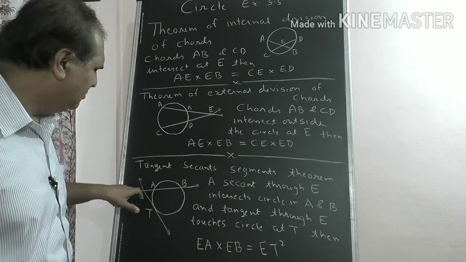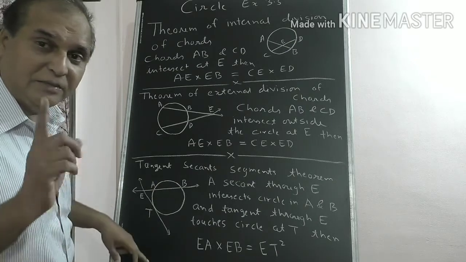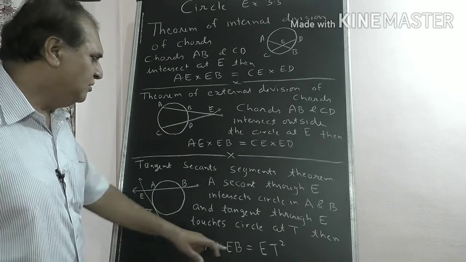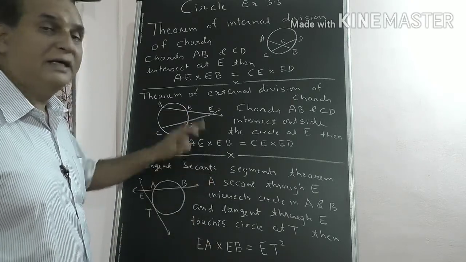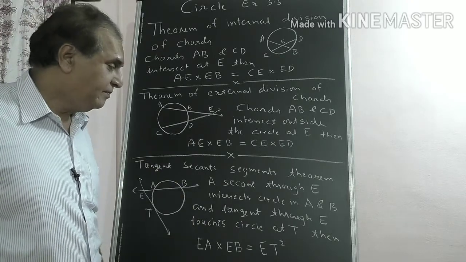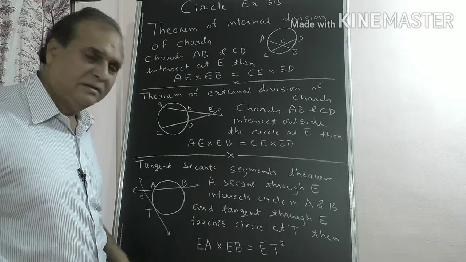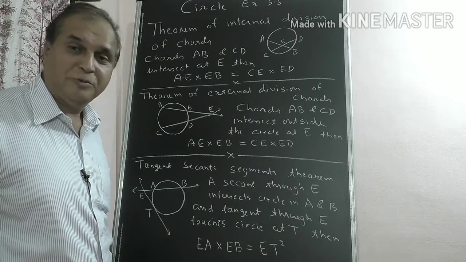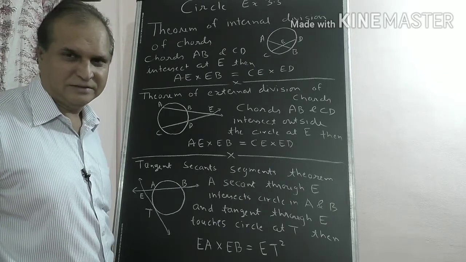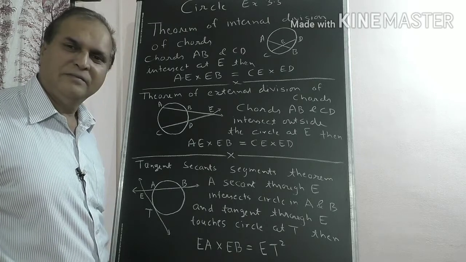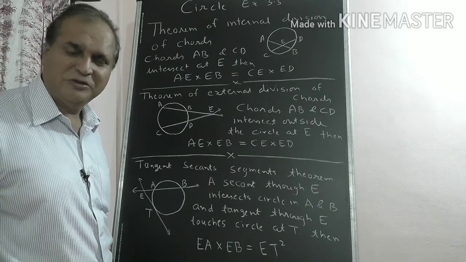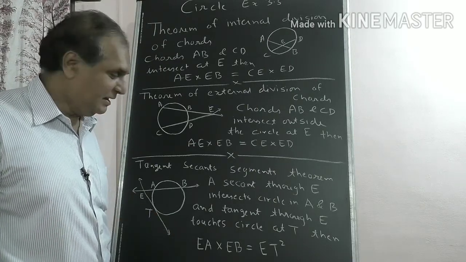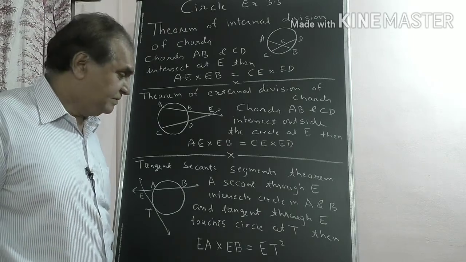In this, EA into EB, E must be there in every term, equals ET square. Whenever you use a formula, you have to write the reason every time. Whatever missing part you have to find out, or it might be used in proofs, those will be 3-4 marks sums. Later on we will do proofs, don't worry. First understand how to use the formula in numericals. Any doubt, you write.